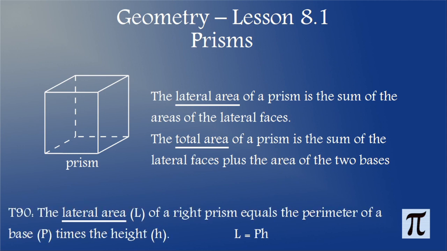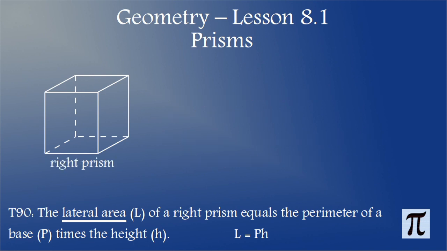And that leads us to theorem 90. The lateral area L of a right prism equals the perimeter of a base, P, times the height, H. So L equals P times H. So let's start with a right prism and add some dimensions to the base. Next, we'll add an altitude, or in this case the height, 7. We know that the altitude and the height are the same because we've defined this as a right prism.